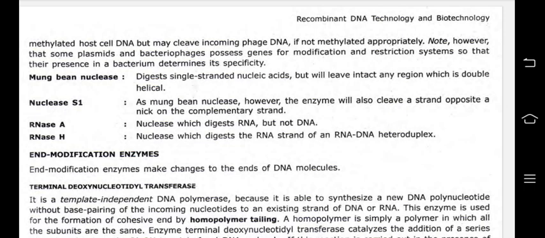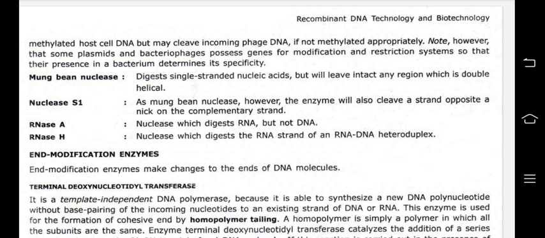The mung bean nuclease digests single stranded nucleic acid but will leave intact any region which is double helical. Nuclease S1 is like mung bean nuclease, however, the enzyme will also cleave a strand opposite a nick on the complementary strand. Then RNase A is a nuclease which digests RNA but not DNA. RNase H is a nuclease which digests the RNA strand of an RNA-DNA heteroduplex.